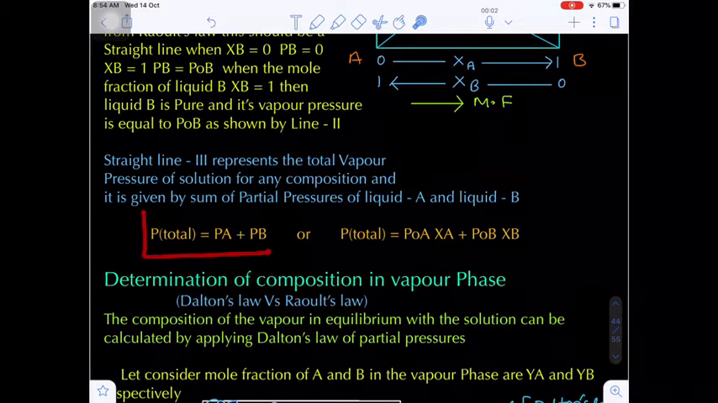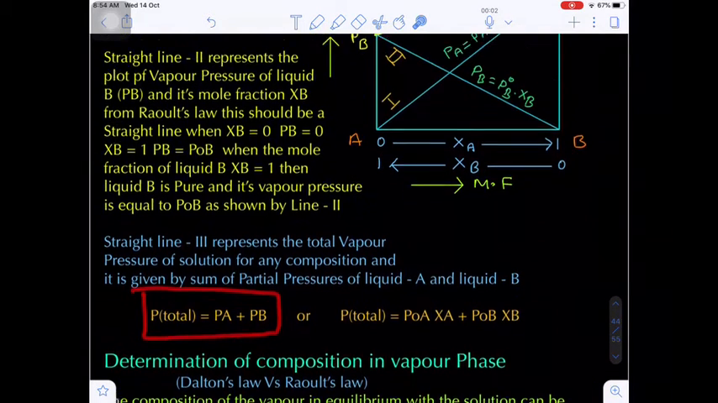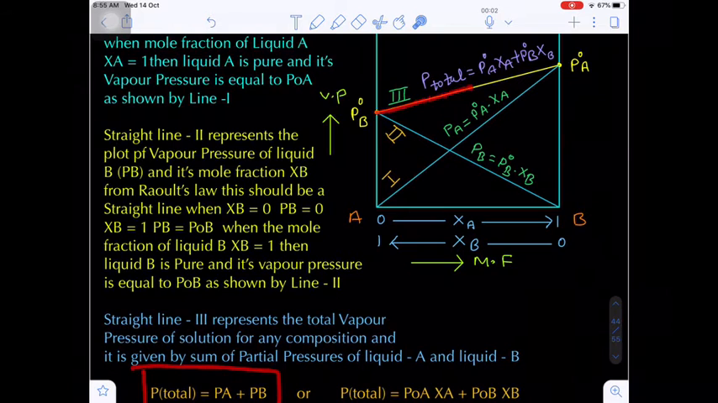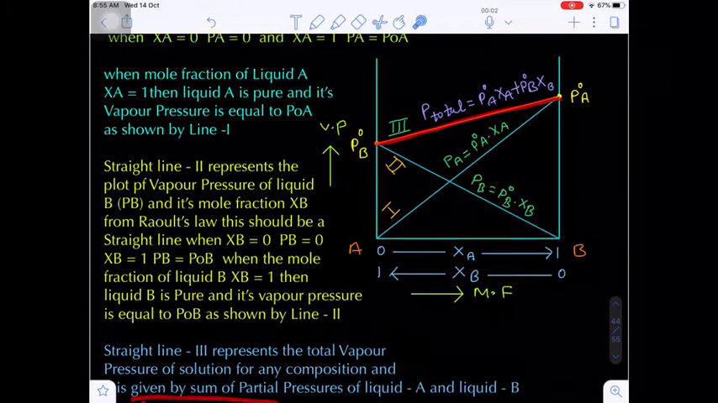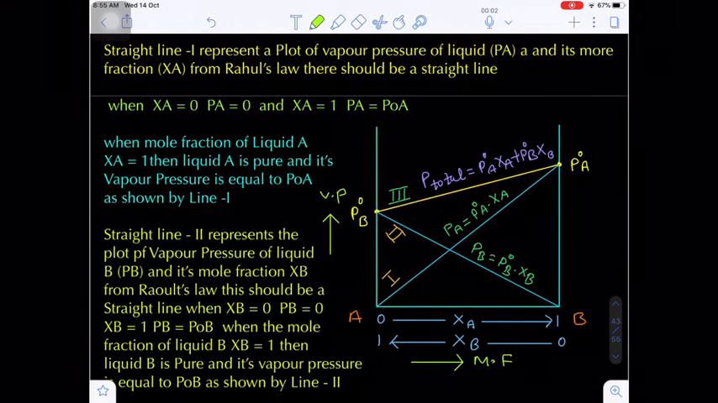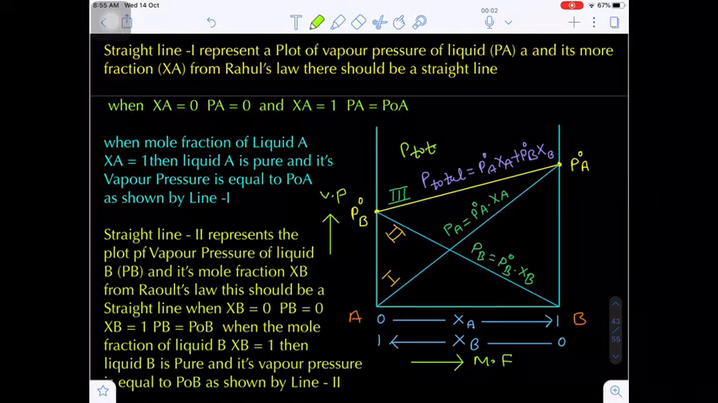Now, what is the total pressure? PA plus PB. This is the total pressure. Straight line 3 corresponds to the total pressure, to the P total. P total will be equal to, shall I write PA plus PB? Yes.